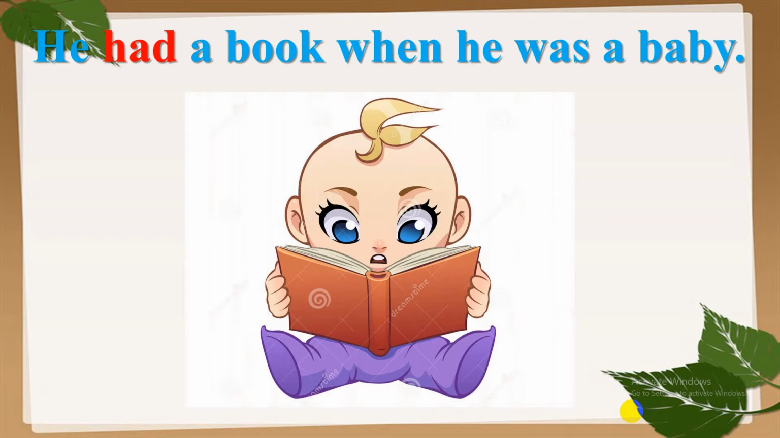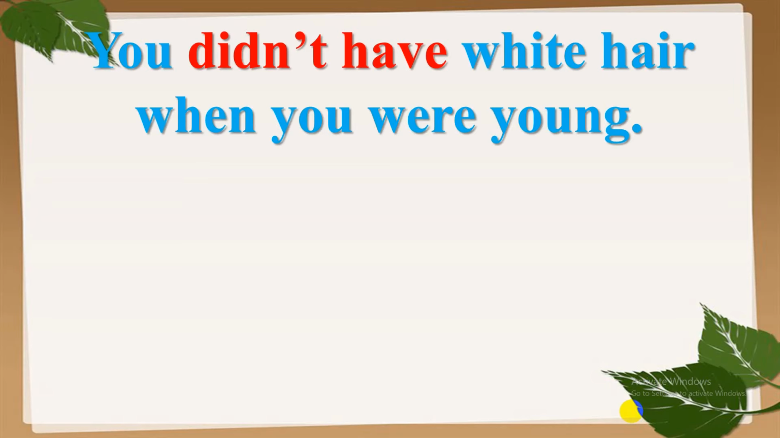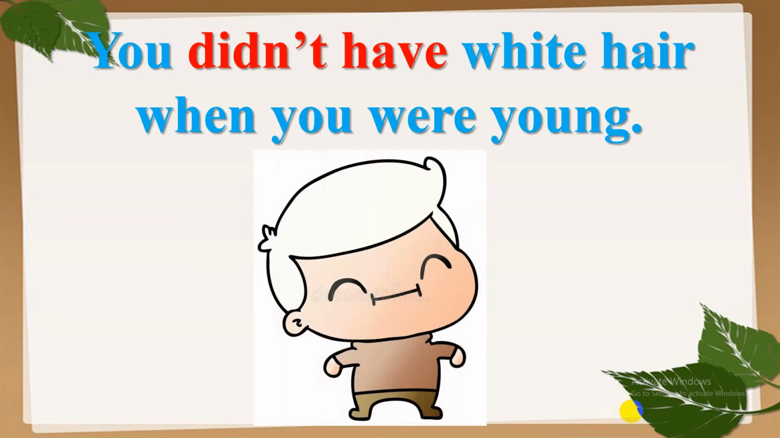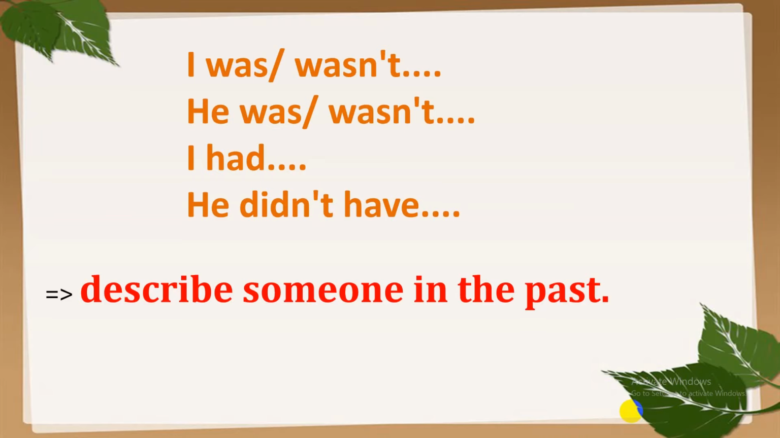He had a book when he was a baby. You didn't have white hair when you were young. I was or I wasn't, he was, he wasn't, I had or he didn't have are used to describe someone in the past.